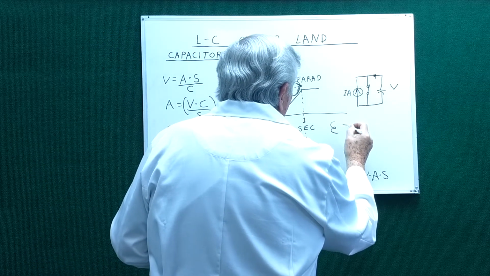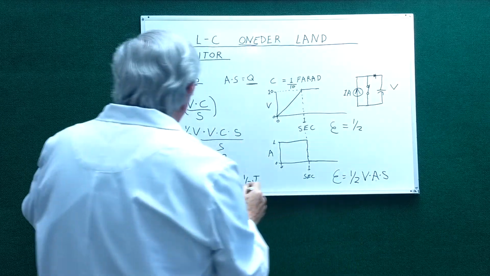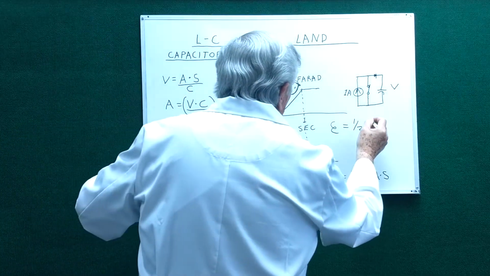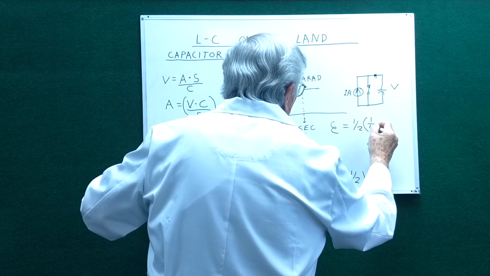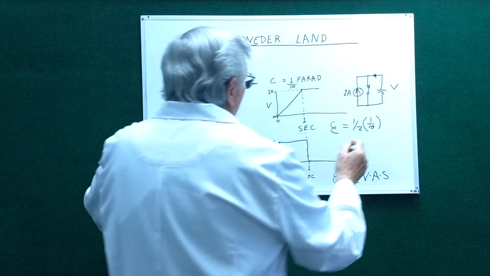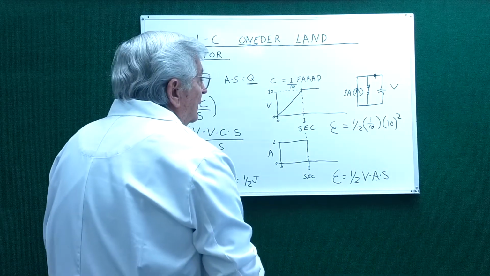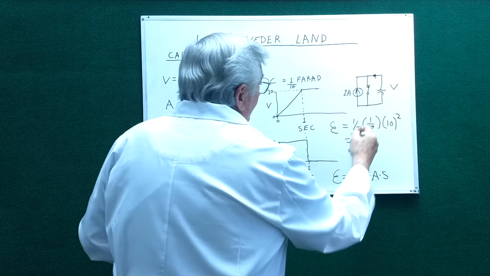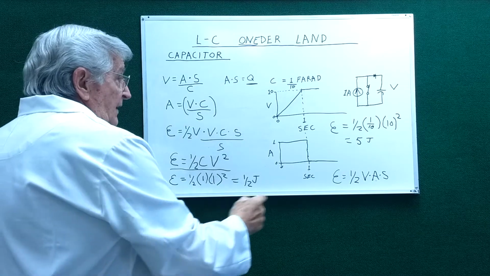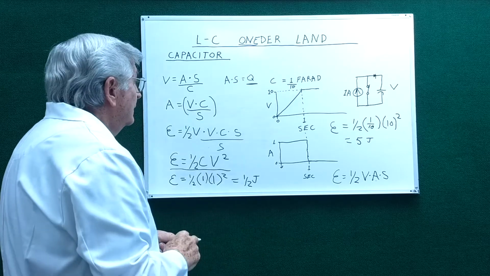So that energy is 1/2, and we're using this equation here, 1/2 of the capacitor, which is 1/10 of a farad, times the voltage squared, so that's 10 squared. So now, if you go through that, you'll end up with 5 joules. So that means we can deliver 5 watts for a second, or 1 watt for 10 seconds.